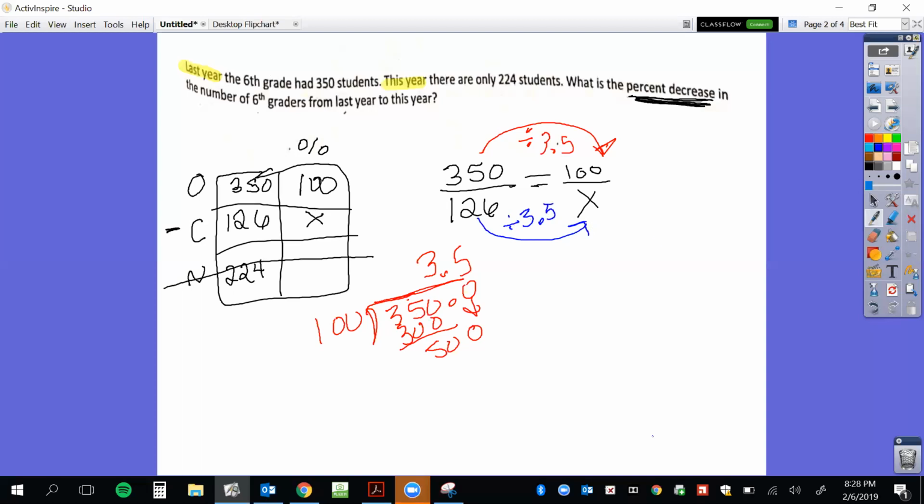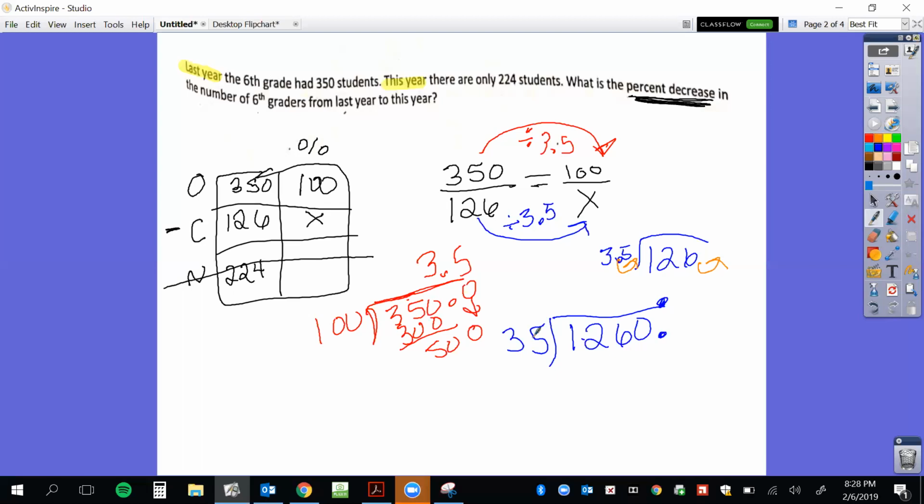So we're going to take 126 divided by 3.5. However, remember, I cannot have a decimal out here in front. Therefore, I've got to move it. And if I move it there, I have to move it inside as well. So my new division problem would be 1,260, here's now my decimal, divided by 35.